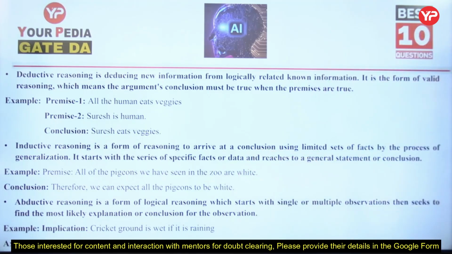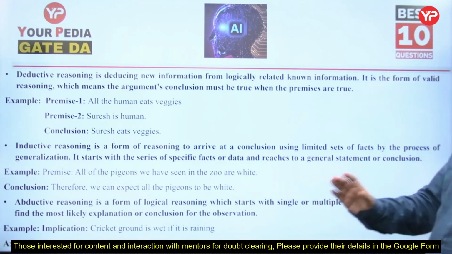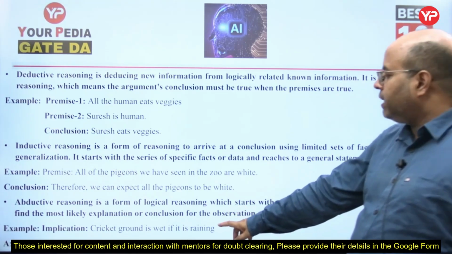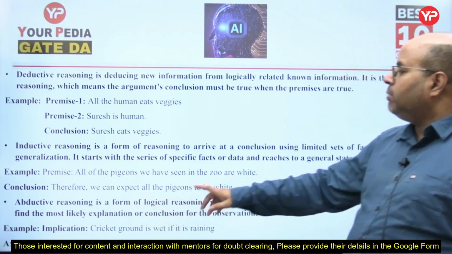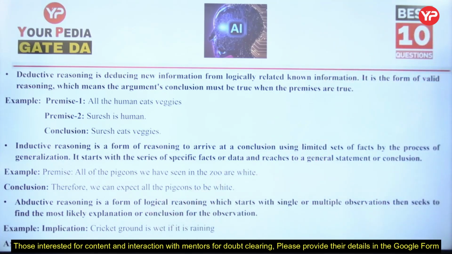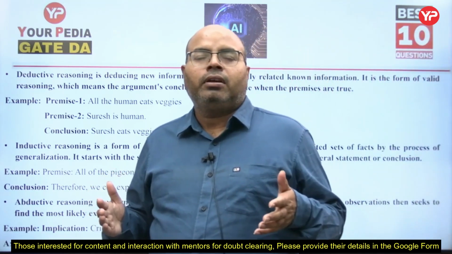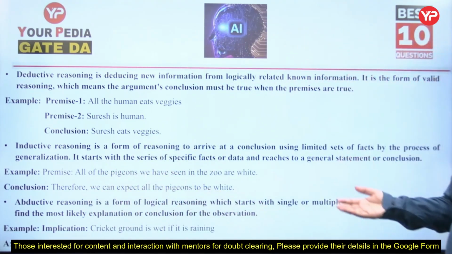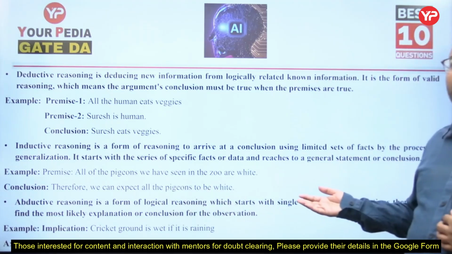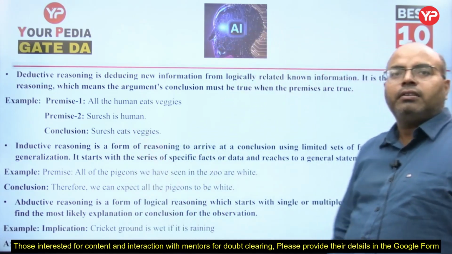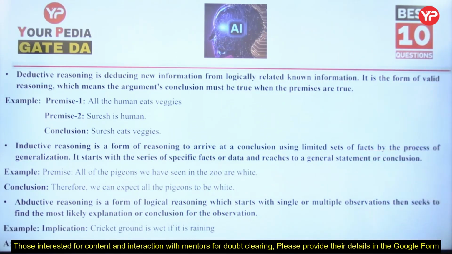There is abductive reasoning also, which starts with single or multiple observations, then seeks to find the most likely explanation or conclusion. Like the cricket ground is wet if it's raining, then the axiom is cricket ground is wet means it is raining. Cricket ground gets wet when it rains. Now the cricket ground is found wet, now it shall be raining. Though it may not be true, someone may have put water on it. It may not be rain, but that's how with abductive reasoning we can reach those conclusions.